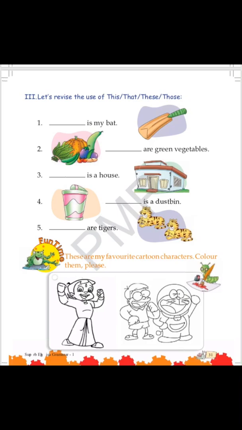There are 2 tigers and they are far from the number 5. So either we will use that or those. So here tigers are in the plural form. So we will use those. Those are tigers. Okay. Now this is the fun time.